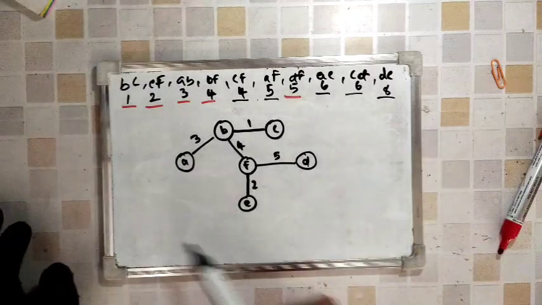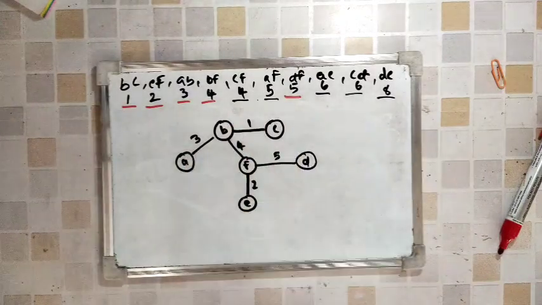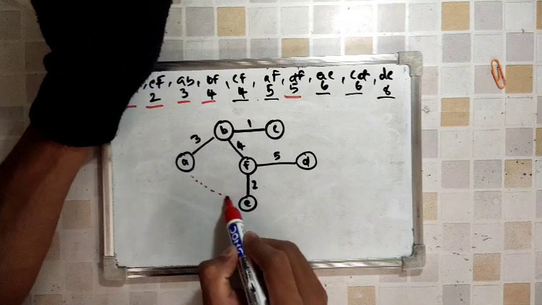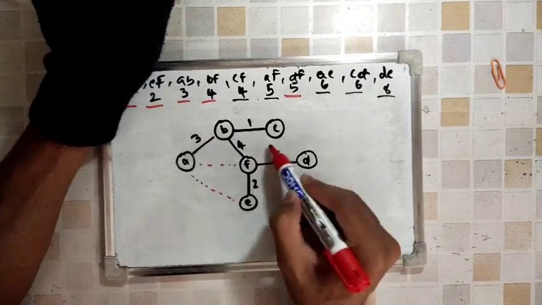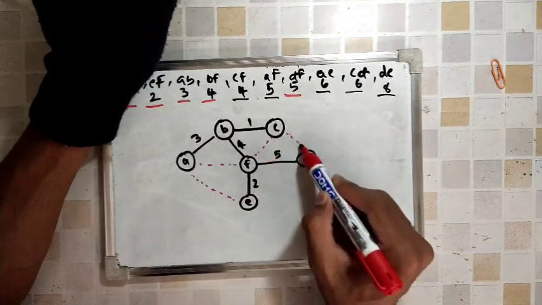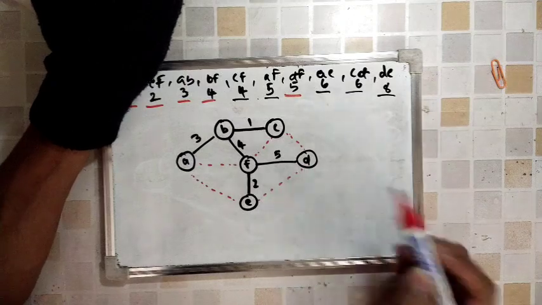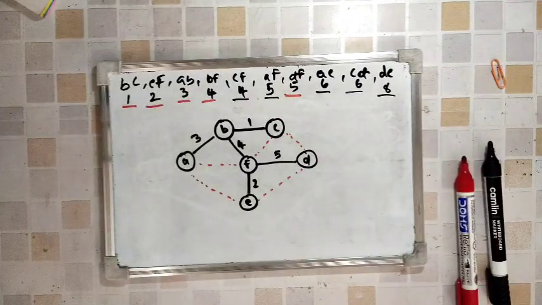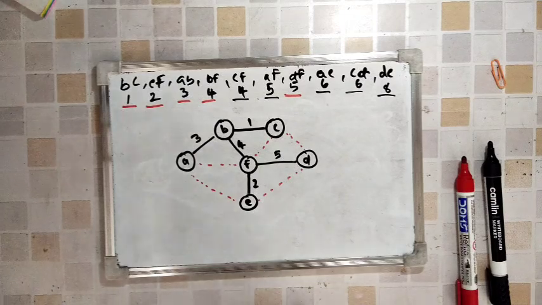So we got the graph here. I can simply put dotted lines showing that we did not take those paths. So we got our minimum cost spanning tree. Usually they will ask for the minimum cost spanning tree itself. So this is our minimum cost spanning tree.